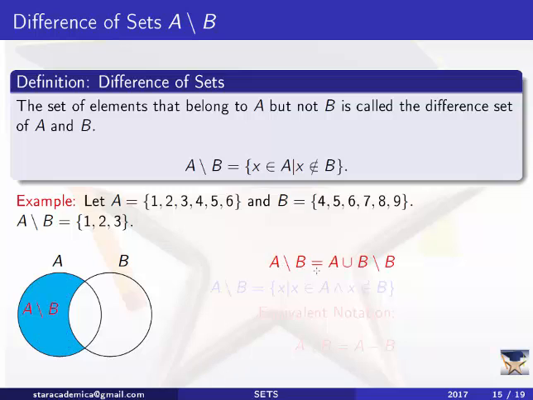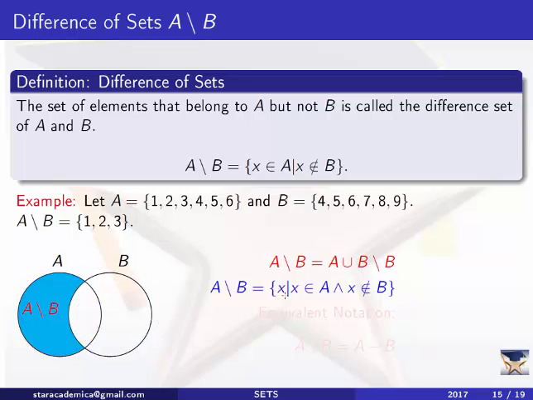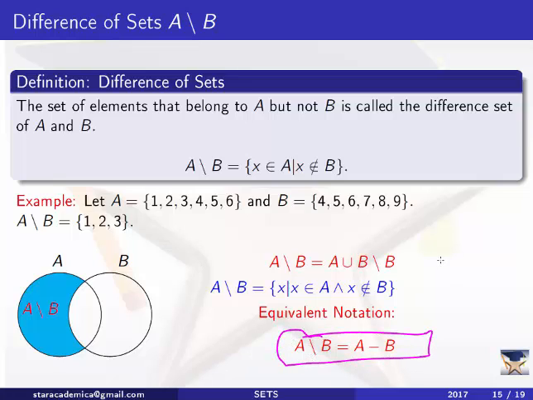So A difference B is A union B, you can think this way, then you subtract B, so that's the difference. A difference B is x in A and x is not in B, another way of representing it. In some textbooks we also see A minus B for difference. This is also okay. If you see this, it means A difference B.